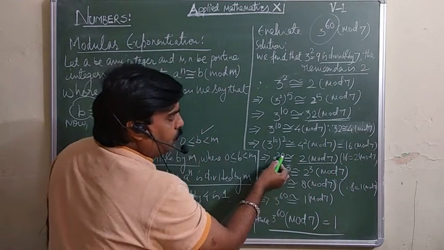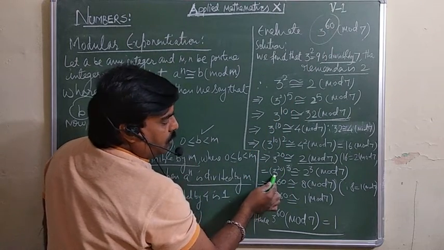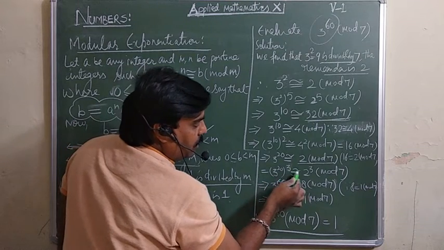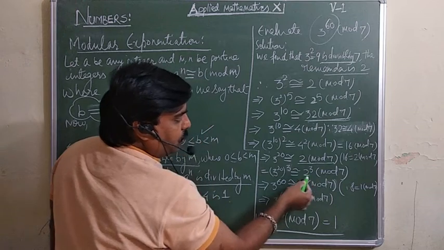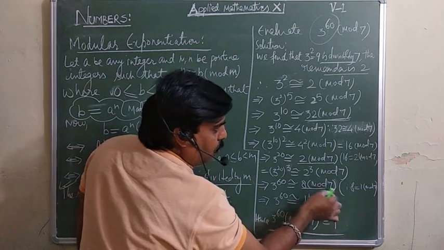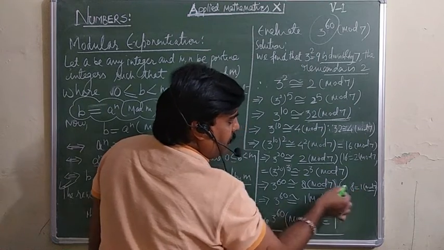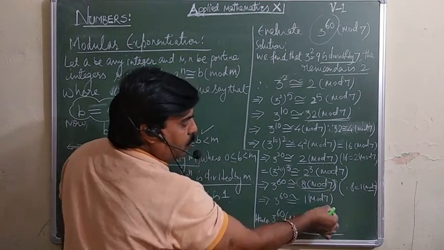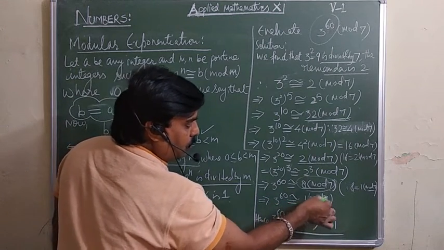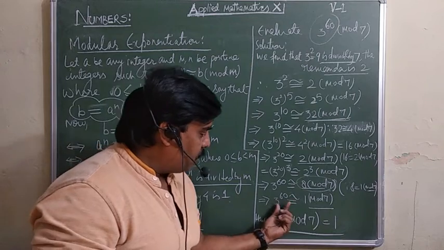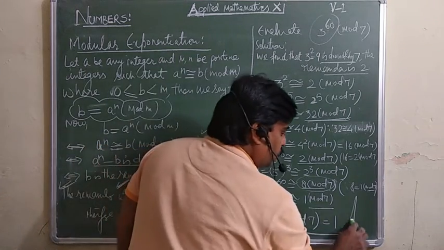Now this is 3 raised to power 20, but we need 60, so we take the cube of this. 3 raised to power 20, whole cube, is congruent to 2 raised to power 3 modulo 7. This is 8, and 8 modulo 7 can be written as 8 is equal to 1, since 8 minus 1, that is 7, is divisible by 7. In place of this you can write 1 modulo 7. So 3 raised to power 60 is congruent to 1 modulo 7. It means 3 raised to power 60 modulo 7 is equal to 1. You remember this. This is the answer.